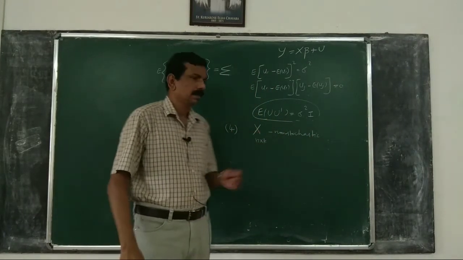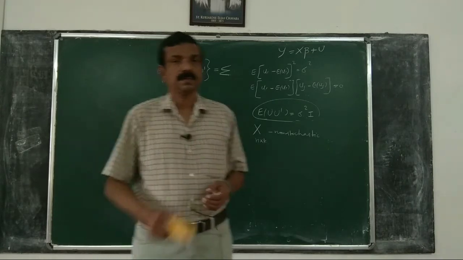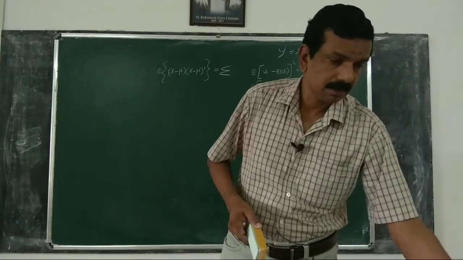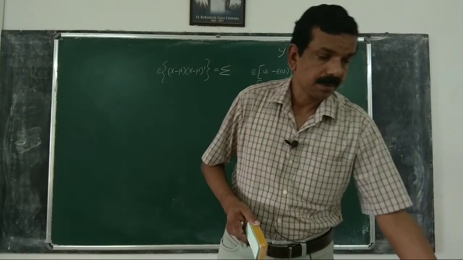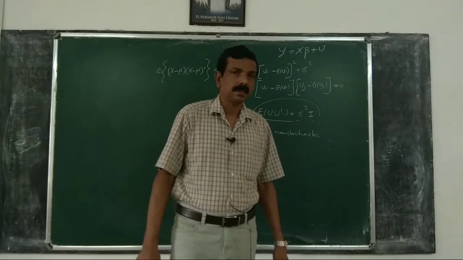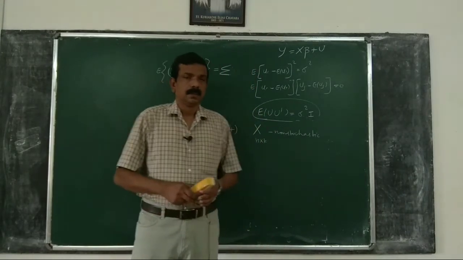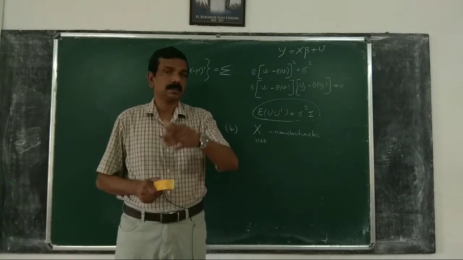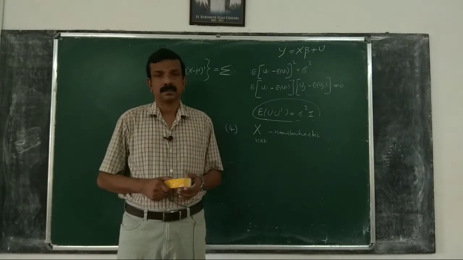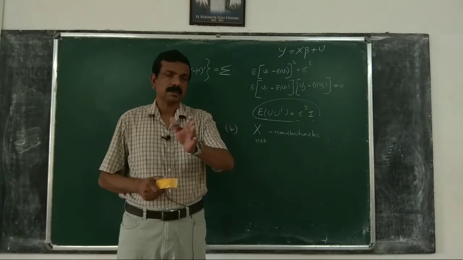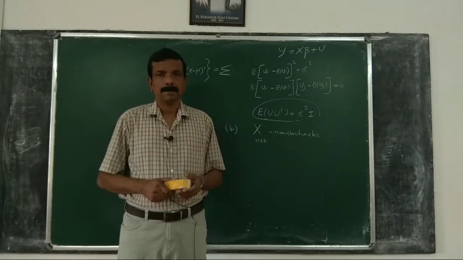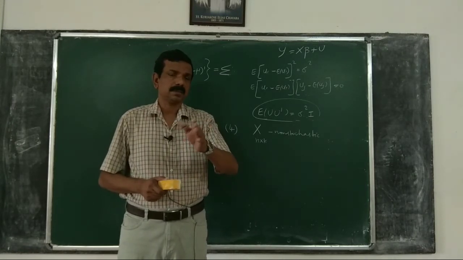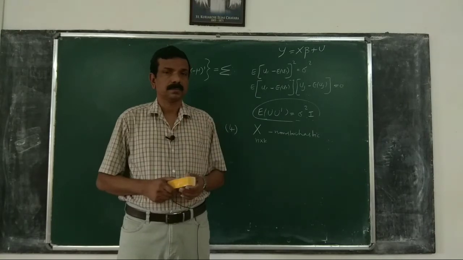That means X is assumed to be fixed in repeated samples. As I told you earlier, if Y is stochastic, there is no reason to believe that X is non-stochastic. So if Y is stochastic, X is also stochastic. There is no problem even if X is stochastic. The only requirement is that X is not correlated with U.